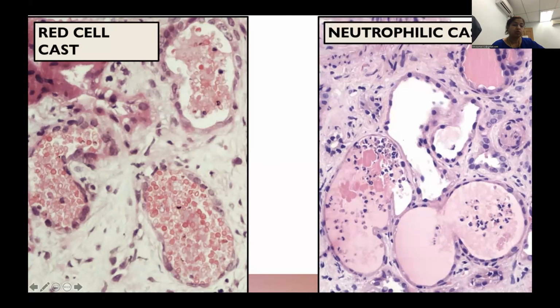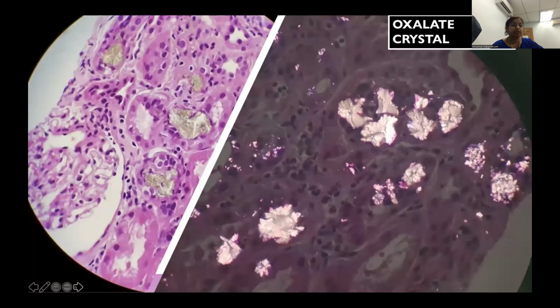Red cell cast always indicates that there is an underlying glomerulonephritis. If you see it, please document it. Neutrophilic cast, if it is significant, will always give you an idea there is an ongoing pyelonephritis or a bacterial associated infection. It's always good to highlight in your report.